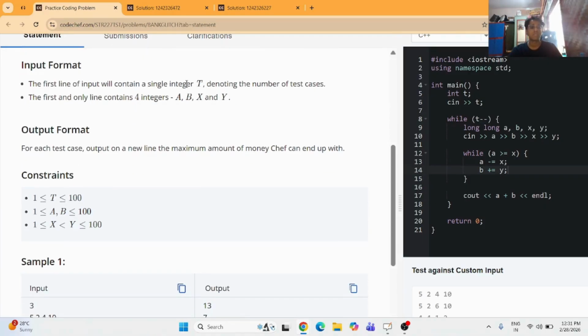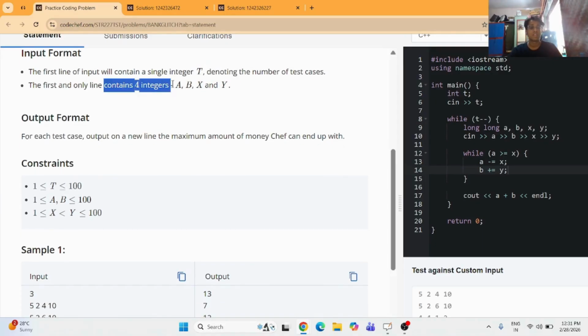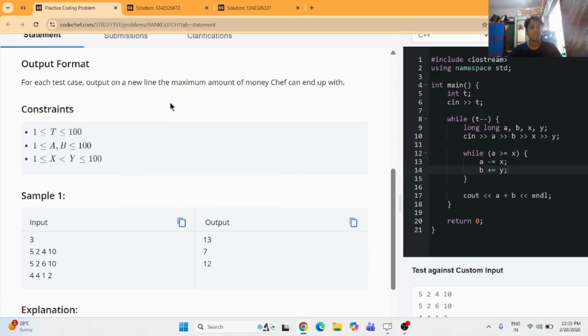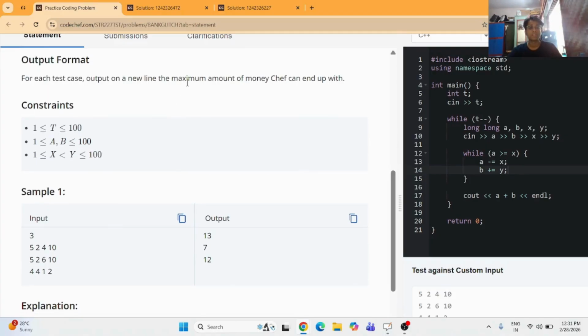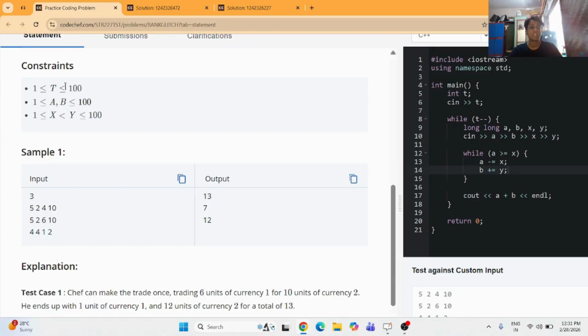Input format: the first line of input will contain a single integer T denoting the number of test cases. The first and only line of each test case contains 4 integers A, B, X, and Y. Output format: for each test case, output on a new line the maximum amount of money Chef can end up with. Constraints: T lies from 1 to 100, A, B lie from 1 to 100, X and Y lie from 1 to 100.